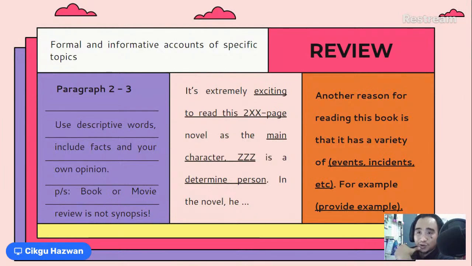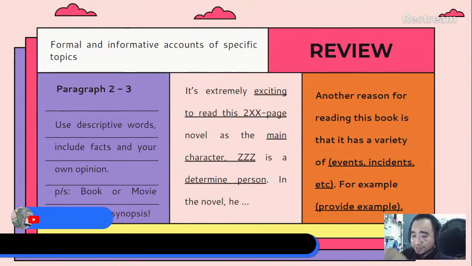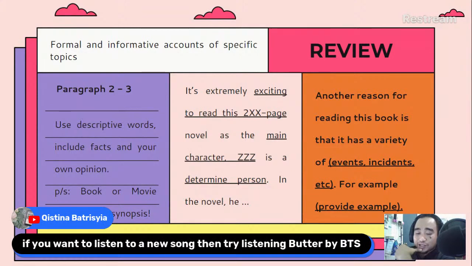Why you want someone to listen to the song just now? It is extremely exciting to listen. Tak apa, salah nama, it's okay. It's extremely exciting to listen to apa tadi? Contohlah kita ambil Butter by BTS. Okay, take this one. So we try to put this into this paragraph. If you want to listen to new song, then try listening Butter by BTS. You can listen to it from Spotify or from YouTube. It is extremely exciting to listen to this new song as the lyric is about apa?